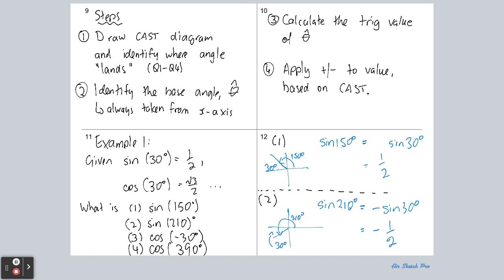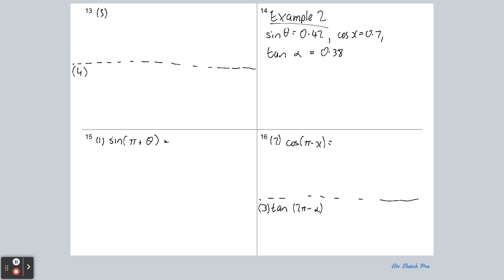Number 3 is the cosine of negative 30 degrees. So first of all, I draw my cast diagram. I put negative 30 in like so, which means that the reference angle is positive 30 degrees. So the cosine of negative 30 degrees is the same as, leave a gap for the plus or minus, cosine of positive 30 degrees, the reference angle. If it helps, I'll just put theta hat equals 30 degrees here so you can see it.